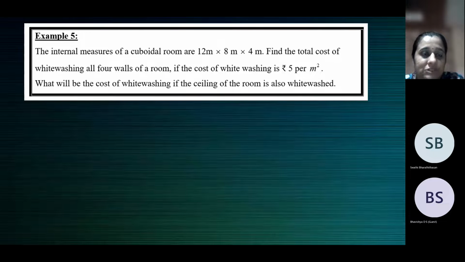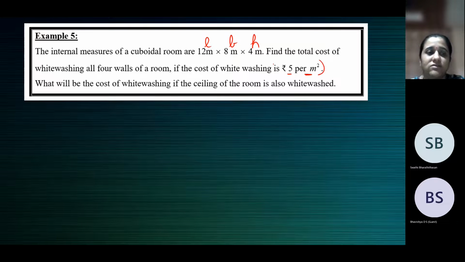The internal measures of a cuboidal room are 12 meters by 8 meters by 4 meters. Length, breadth, height. Find the total cost of whitewashing all 4 walls of the room if the cost of whitewashing is rupees 5 per meter square. Now, let's not read the question ahead. We'll try to answer this.